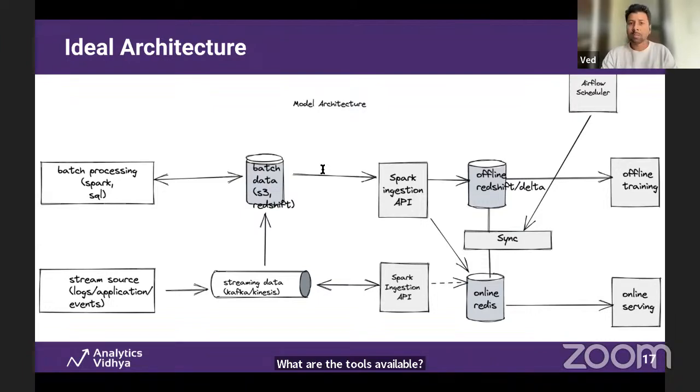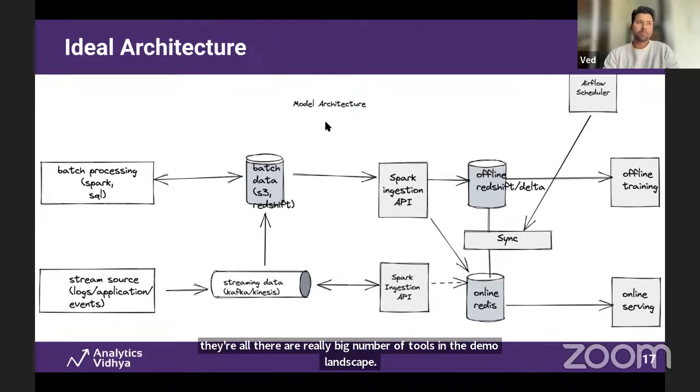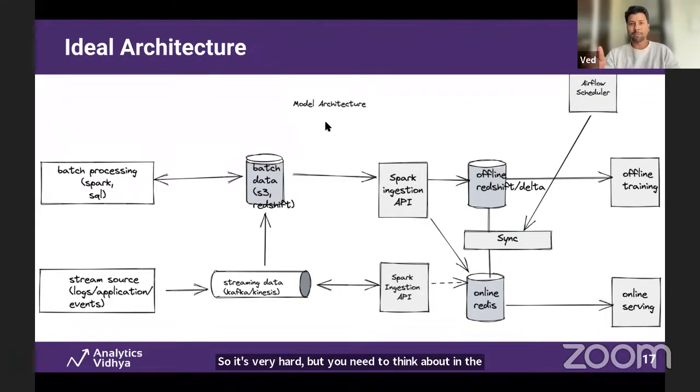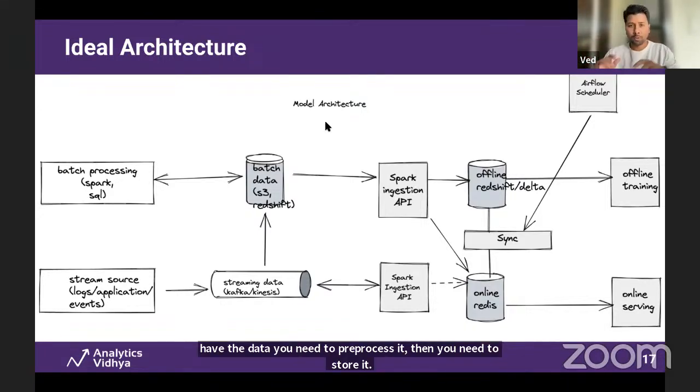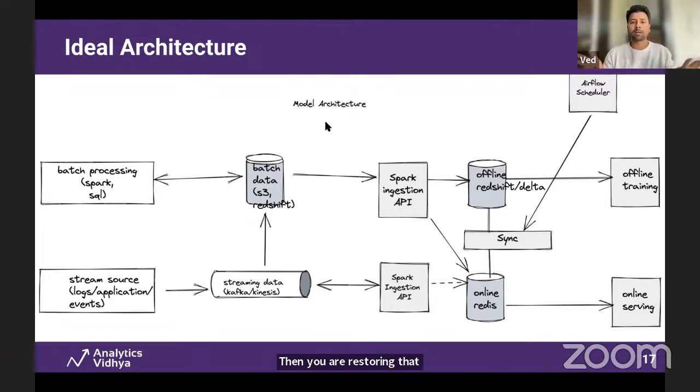There is a really big number of tools in the ML landscape, so it's very hard, but you need to think about the complete pipeline. You have the data, you need to pre-process it, then you need to store it. When you are storing it, it needs to be consumed by the model. When you look at the system design part, how exactly this is happening, then I think it will be good for being an ML engineer.